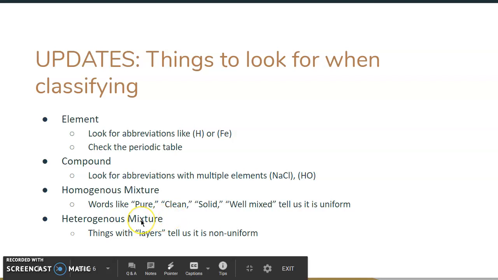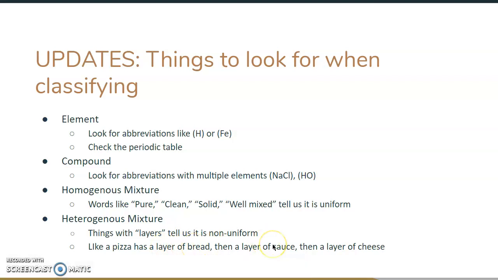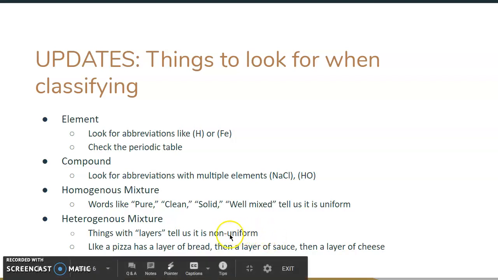And then when we're thinking about heterogeneous mixtures, I like to think of layers. So things with layers is a good indicator that it is non-uniform. Things like pizza have a layer of bread at the bottom, and then a layer of sauce, and then finally a layer of cheese. So when we have distinct layers, that means it is not the same, not uniform all the way throughout, and it is heterogeneous.